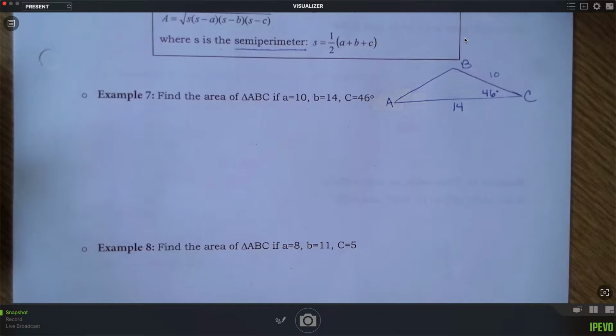Okay, so that's my picture, right? First of all, can we use law of sines on this? No, you don't have enough information to solve it. You have to use law of cosines. So I guess we're not going to solve the whole thing. We're just going to use the area.